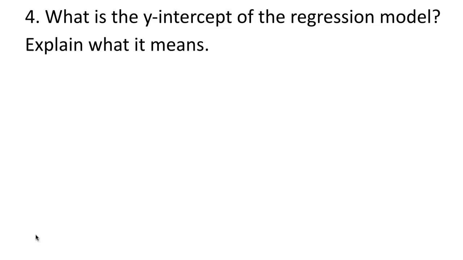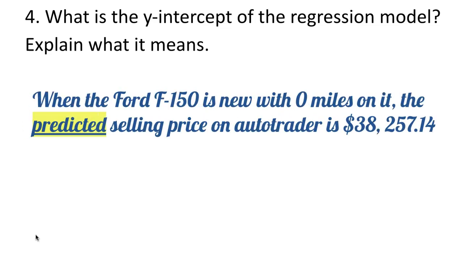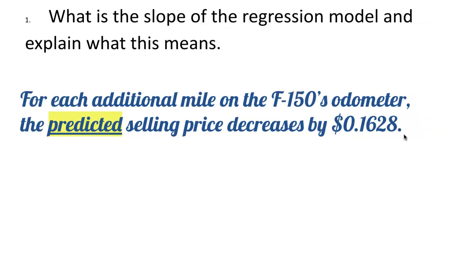So what does the y-intercept mean in this context? Well, it's when your x is 0, and I'm going to have context. So when the Ford F-150 is brand new with 0 miles on it, the predicted selling price on Auto Trader is $38,257.14.